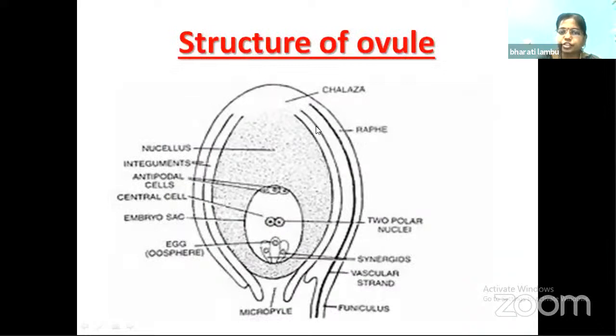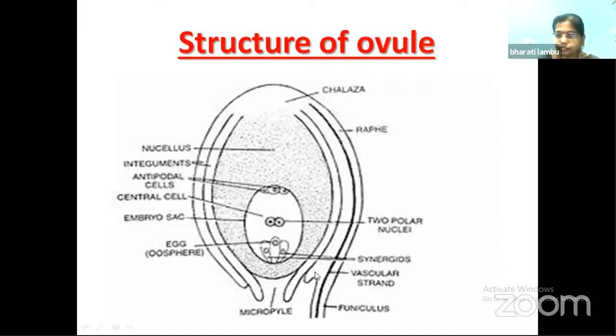So this is the structure of the ovule. If you see this structure, this whole thing is the body of the ovule, and this is the stalk of the ovule. The stalk of the ovule is called the funiculus. This body of the ovule is attached to the funiculus in a region, and this region is called the hilum.